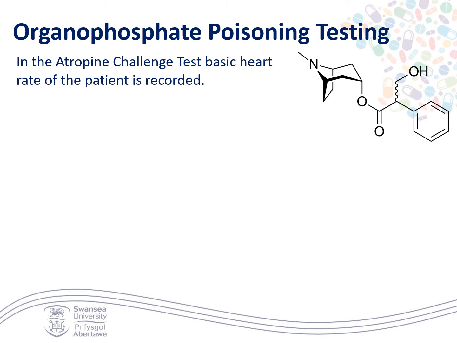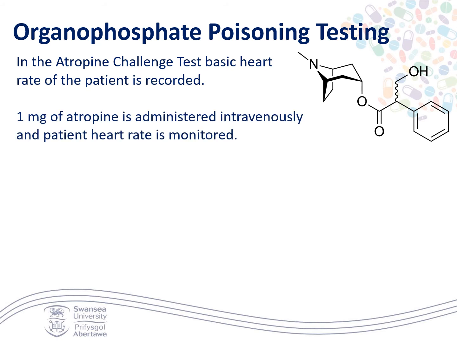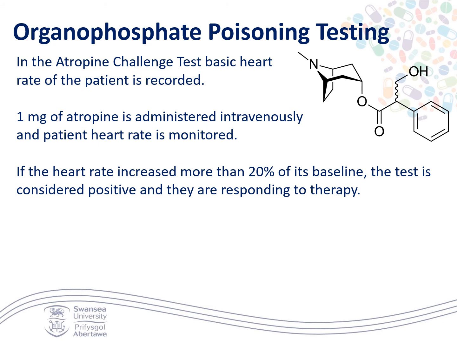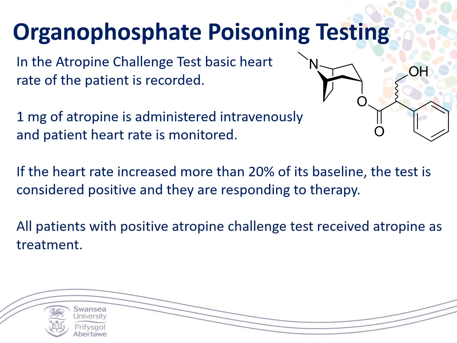In the atropine challenge test, the baseline heart rate of the patient is recorded. We then administer 1 milligram of atropine via intravenous administration, and the patient's heart rate continues to be monitored. If the patient's heart rate then increases by more than 20% from its baseline, the test is considered positive and they're responding to atropine therapy, indicating that there's clearly an issue with the muscarinic acetylcholine receptors. All patients with a positive atropine challenge test will receive atropine as a treatment regime until they're atropinized.